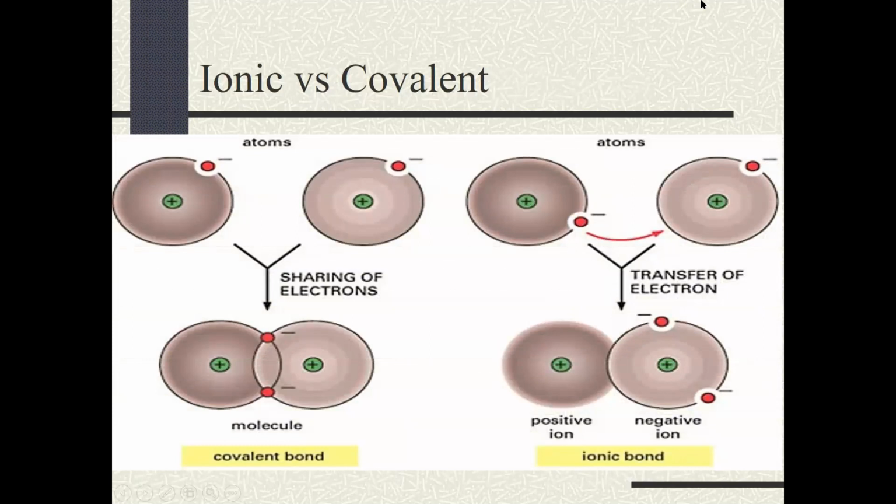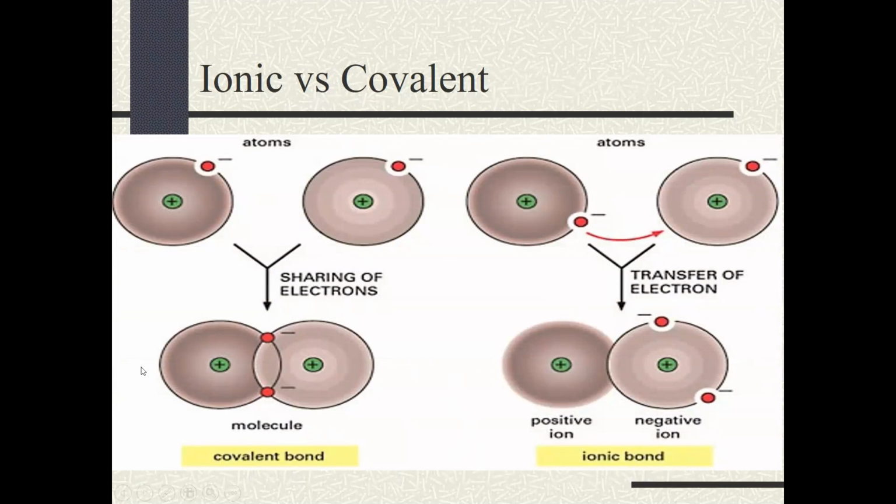So again, this is just a really good picture to visualize the differences in what is happening to the electrons between the 2 different bonding types. Here on the left, we have 2 hydrogen atoms. They each have 1 electron, 1 proton. And what are they going to do? They're going to share those 2 electrons. Now, why is hydrogen only happy with 2? Because remember, the first shell can only hold up to 2 electrons before it's full.